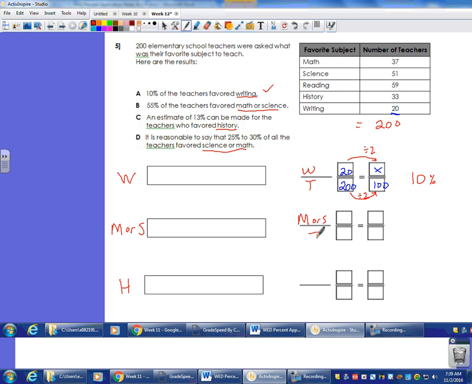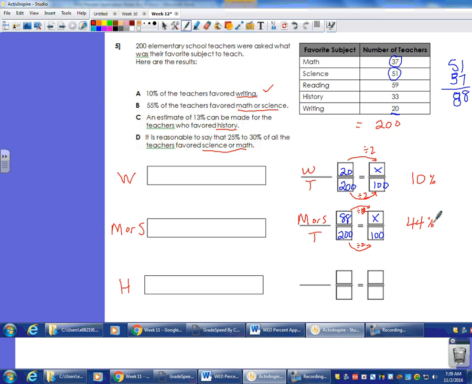All right, so the next one we are going to do math or science over the total. Whenever it says or, we have to add them. So we're going to add 37 and 51, and that's going to give me 88. So we have 88 over 200, and this is going to be 100, and this is going to be x. We could cross multiply and divide, but I see that there's an easier way, so I'm going to go with the easy way. Divide by 2, and I'm going to get that this is 44%.